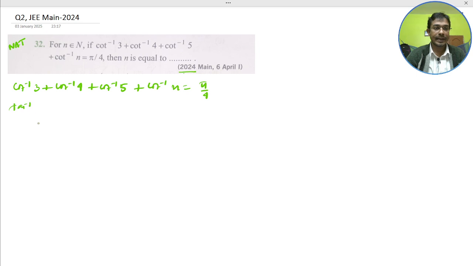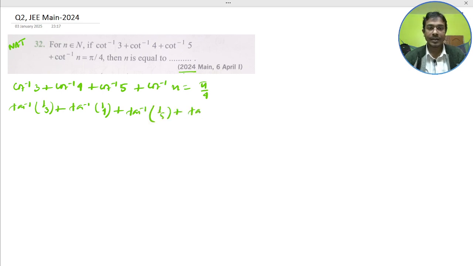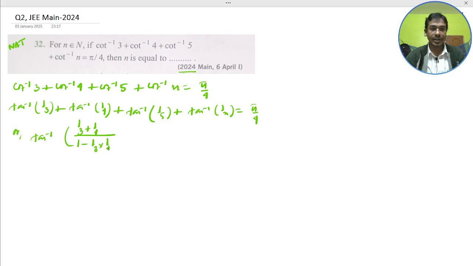So tan inverse 1 by 3 plus tan inverse 1 by 4 plus tan inverse 1 by 5 plus tan inverse 1 by n equals pi by 4. Just transform. Now tan inverse of (1 by 3 plus 1 by 4) divided by (1 minus 1 by 3 into 1 by 4).